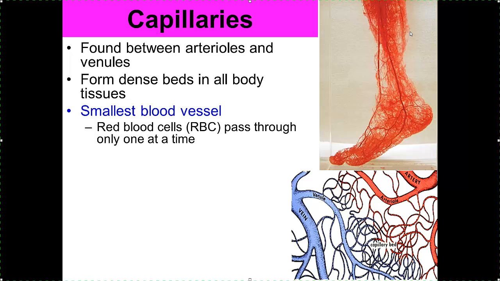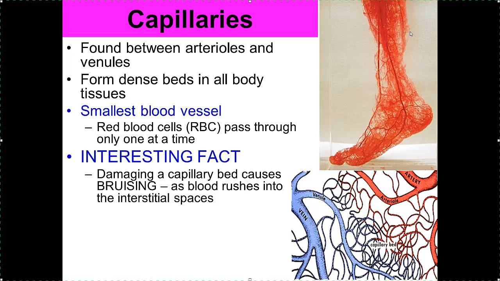It's so small that only one red blood cell can pass through it at a time. Here's an interesting fact, an FYI. When you damage a capillary bed, so when you damage a bed of these guys, you cause a bruise. And the bruise is caused because blood rushes into spaces where it shouldn't, and spaces where it shouldn't is called an interstitial space.